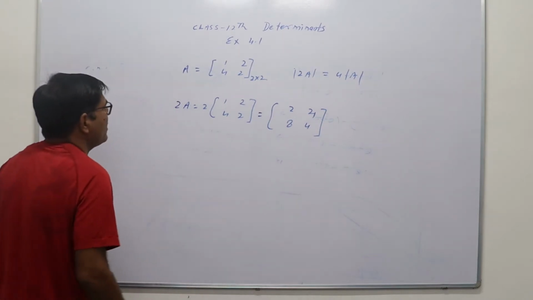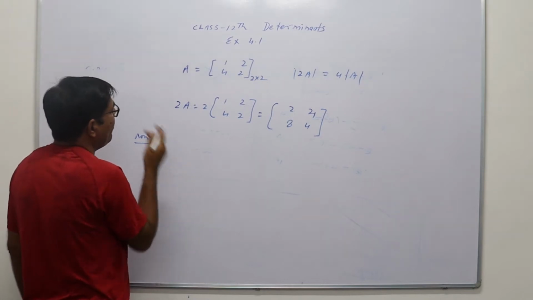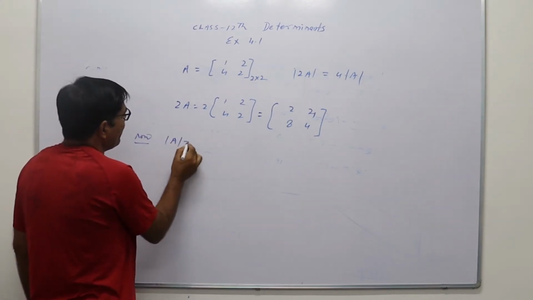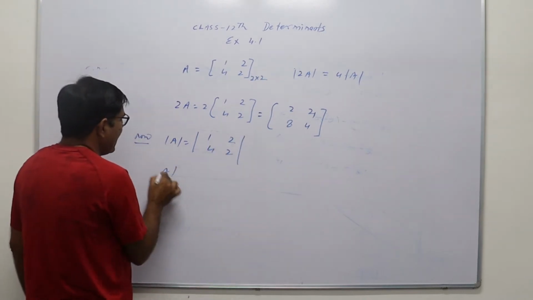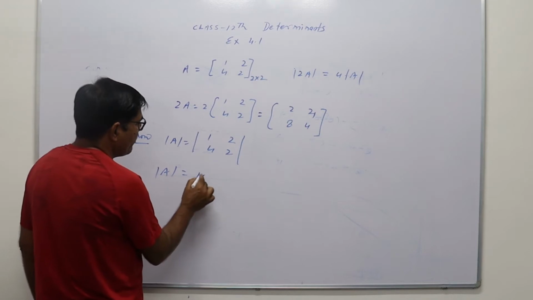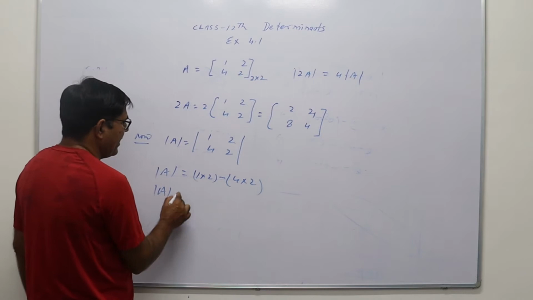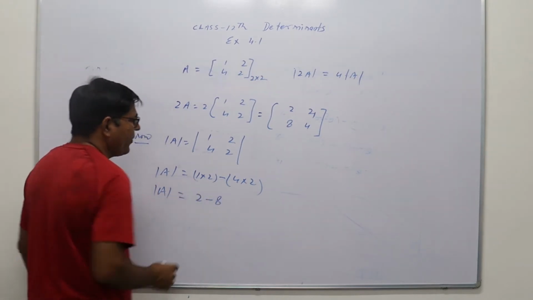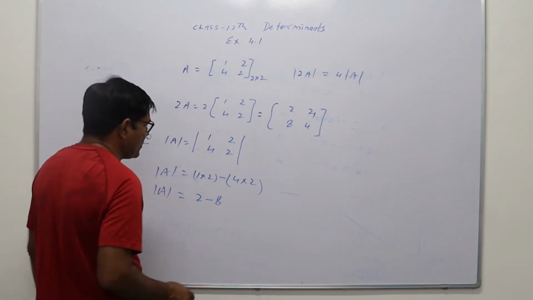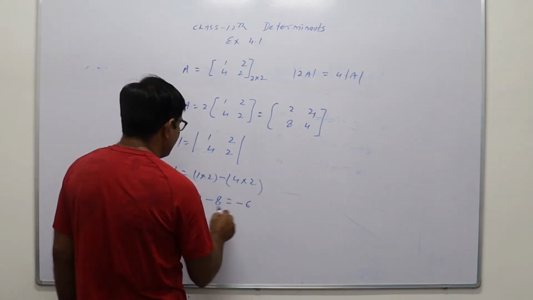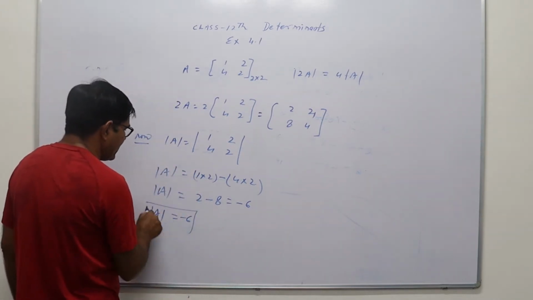Now first we will find the determinant of A. So determinant of A will be the determinant of 1, 2, 4, 2. So determinant A will be 1 into 2 minus of 4 into 2, which is 2 minus 8, equal to minus 6. So determinant A is equal to minus 6.